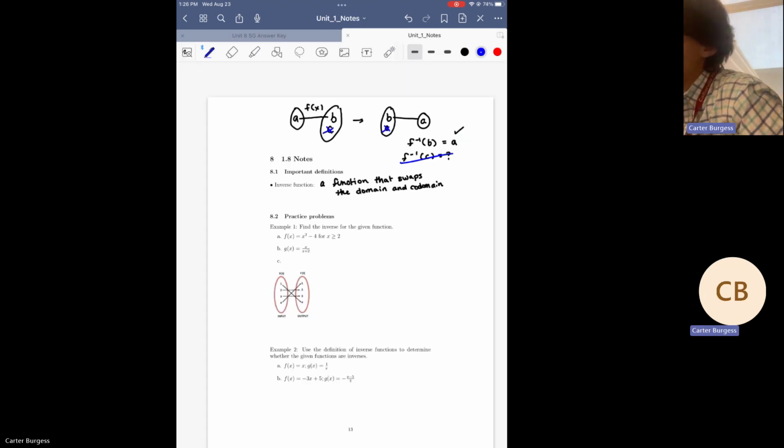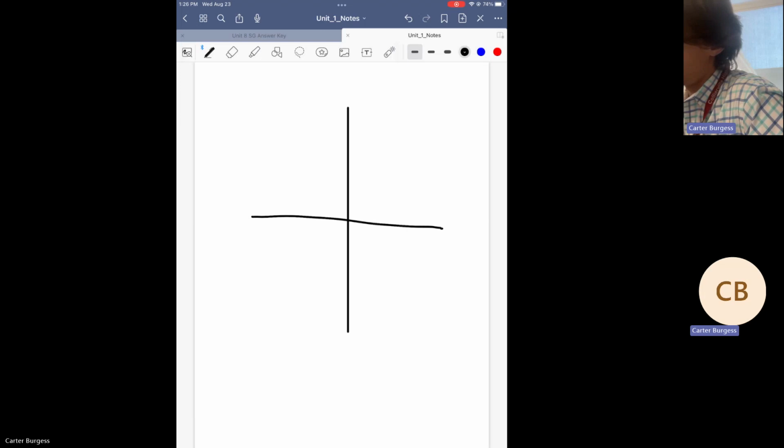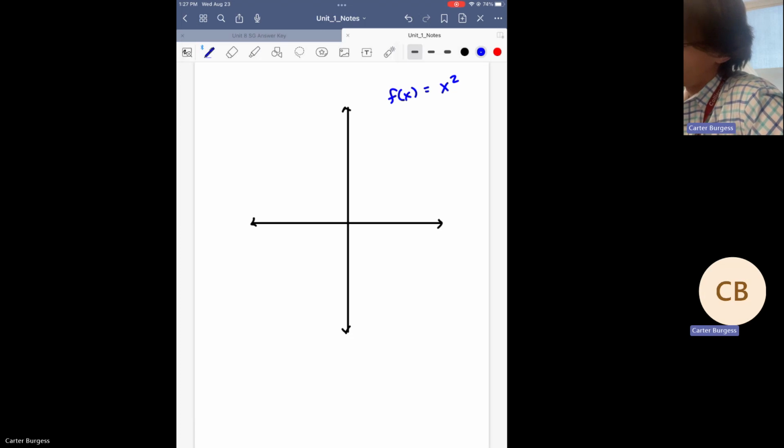Okay, so let's look at just a quick example here. We're going to use our old reliable function that we've been using for everything in terms of our transformations and all that. Let's think about what is happening with our function f of x equals x squared.